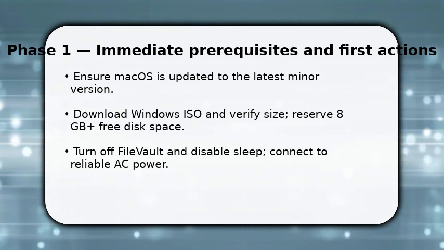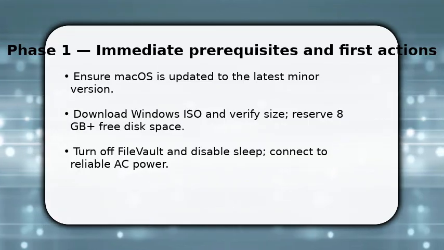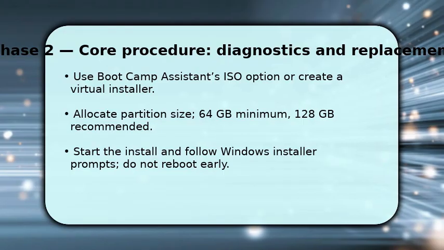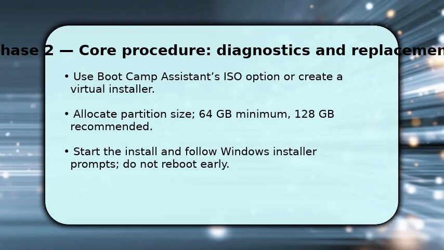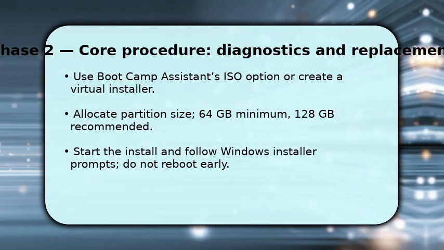Once the partition step begins, select the ISO and set a target size. Allocate at least 64 GB, and 128 GB if you plan to install apps. Boot Camp will handle partitioning; watch progress, and avoid canceling.